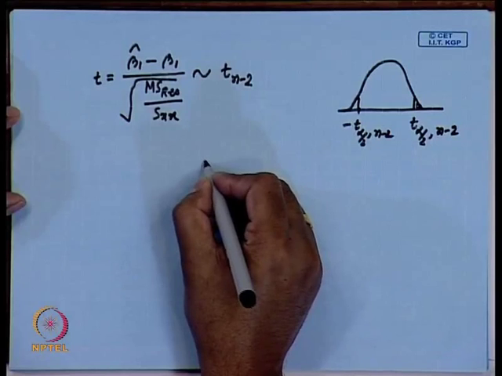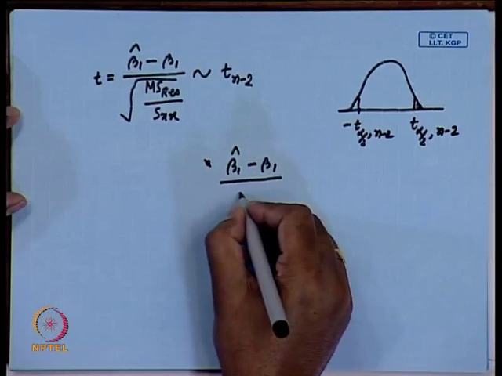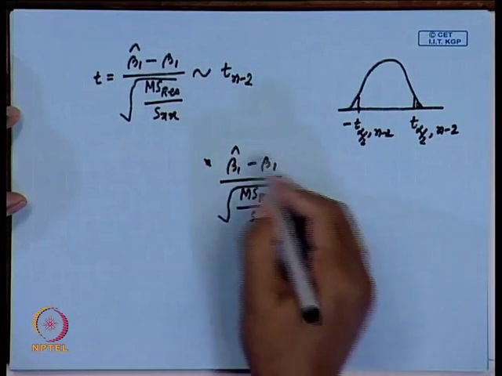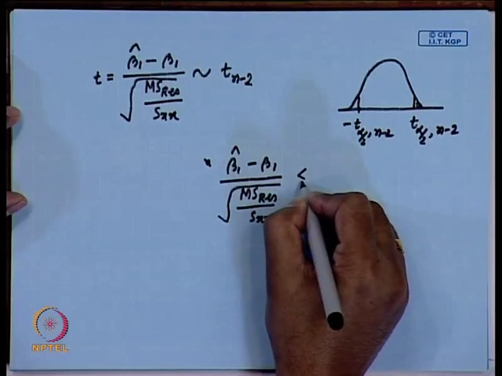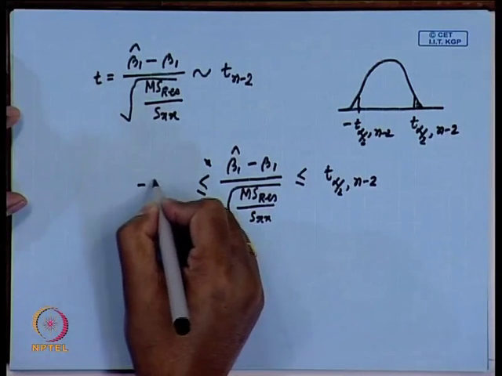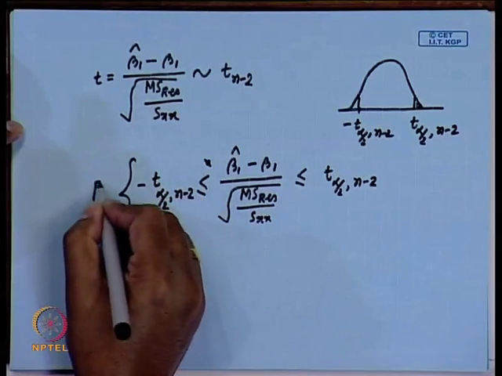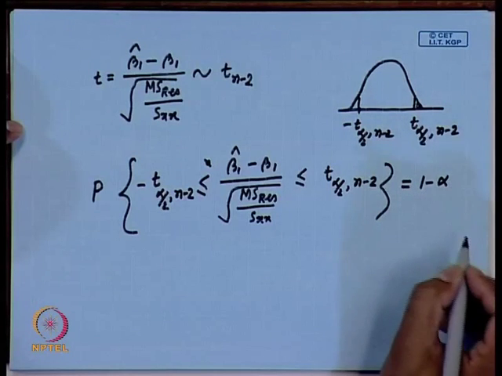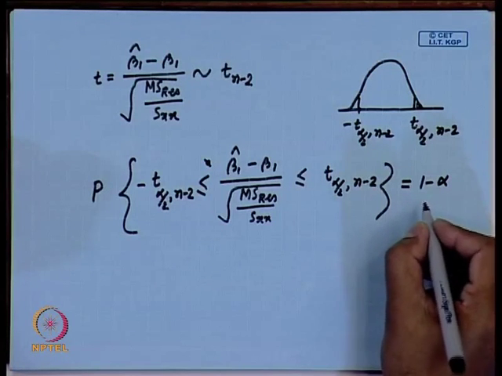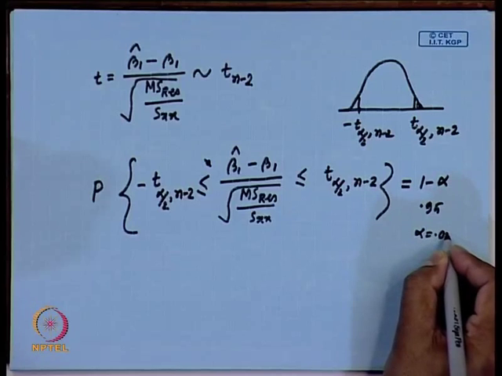Now beta 1 hat minus beta 1 divided by the root of MS residual by S x x is basically this t. So t lies in the interval from minus t alpha by 2, n minus 2 to t alpha by 2, n minus 2 with probability 1 minus alpha. To make this probability high, we have to choose alpha accordingly. For example, if we want this probability to be 0.95, then we choose alpha equal to 0.05.